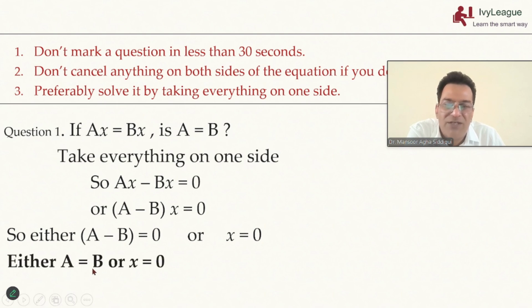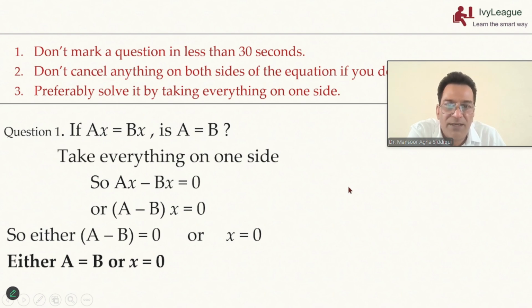So either a is equal to b or x is equal to 0. So the answer for this question is I don't know. The answer for this question is not yes. The answer for this question is not no. The answer for this question is I don't know. I don't know whether a is equal to b according to the question's information. The answer of this question is not a yes or a no.